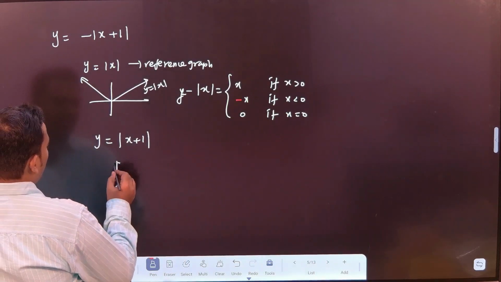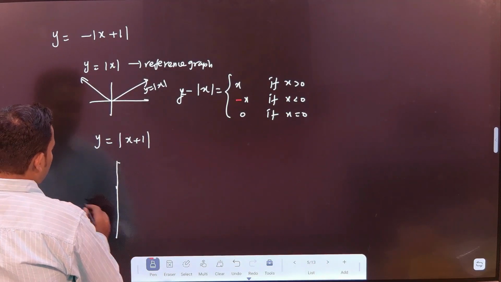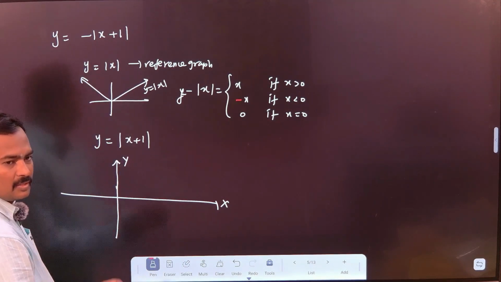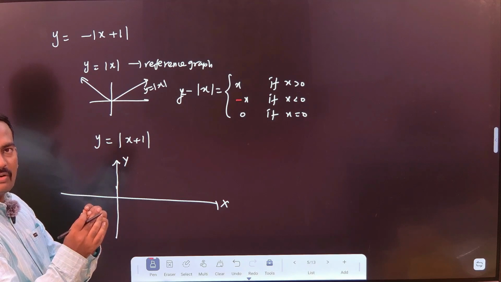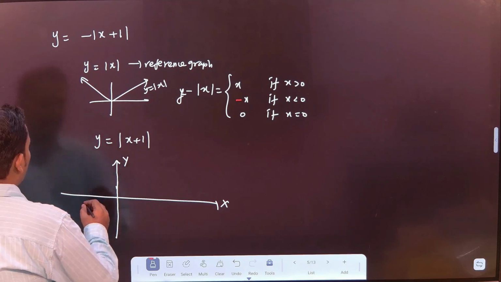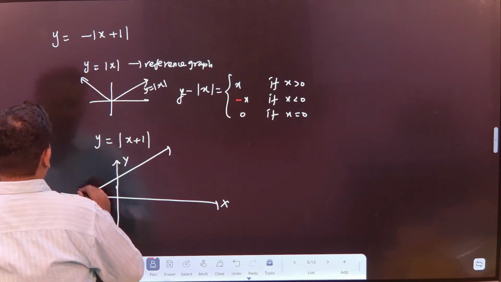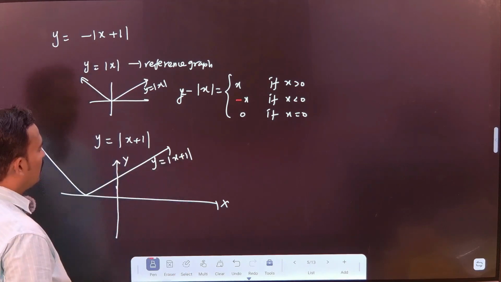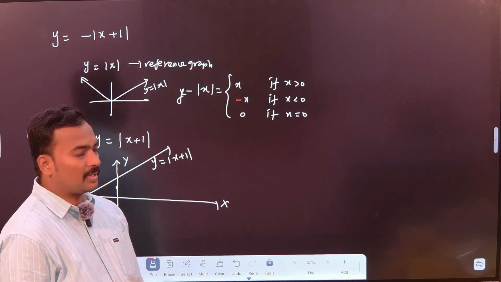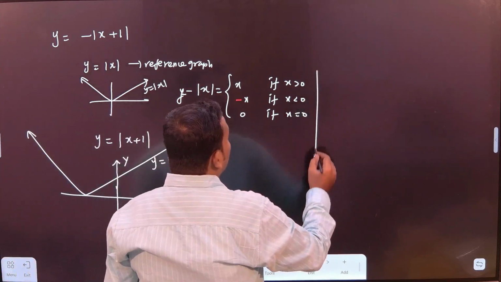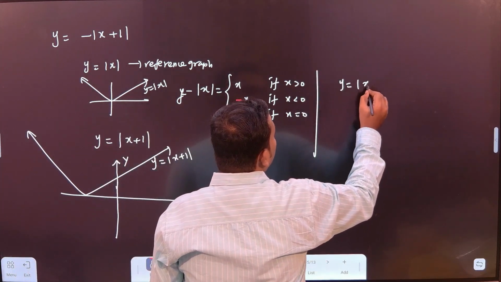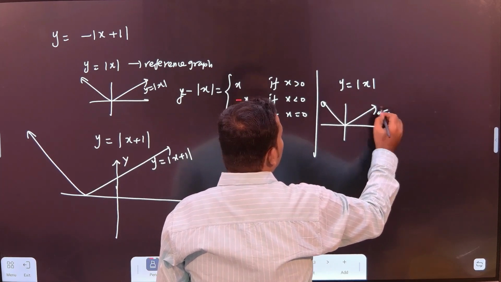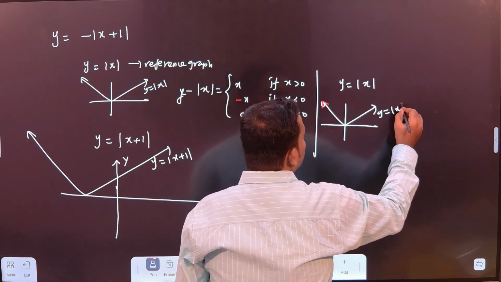So what we can do, just take the x-axis, this is y-axis. Just you can see the mod x is your reference graph, you shift 1 unit left. We already discussed this. Y is equal to mod x plus 1, right? But minus mod x graph is there. How to draw this? First you have to understand. So y is equal to mod x means this graph. Y is equal to mod x.